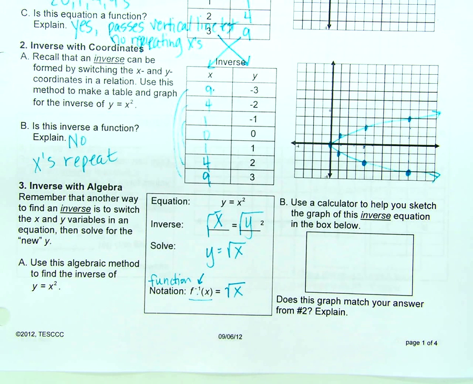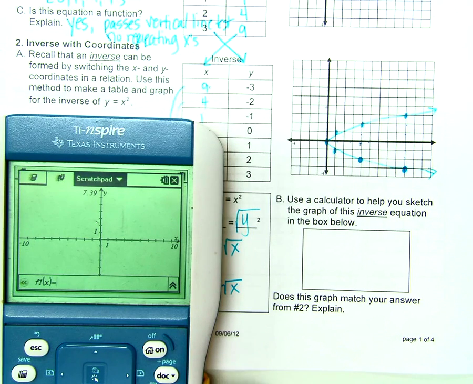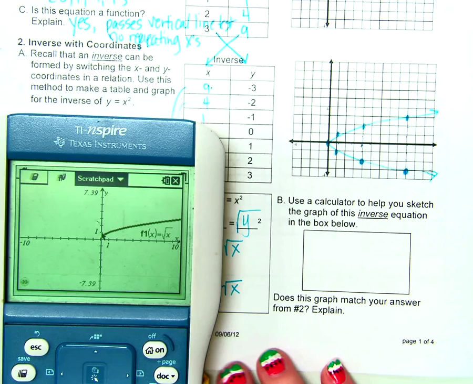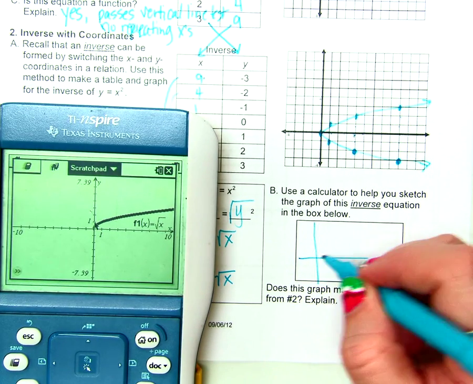So on a calculator, like for instance this calculator, if I put in y equals the square root of x, it looks like that, right? So I'm going to copy that to this graph right here.